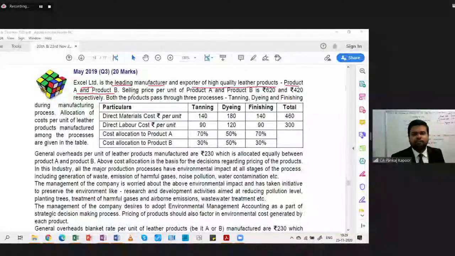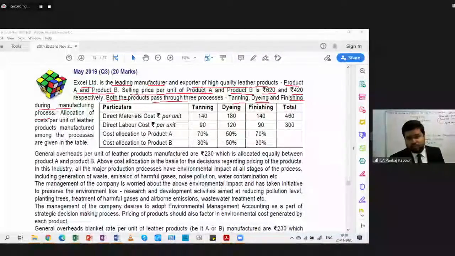Let's say the leather bag and the leather shoe or the leather belt or any other product, A and B. Selling price per unit of product A and B is 620 and 420. So the sale price is given to you. Both the products pass through 3 processes: tanning, then dyeing, then finishing.